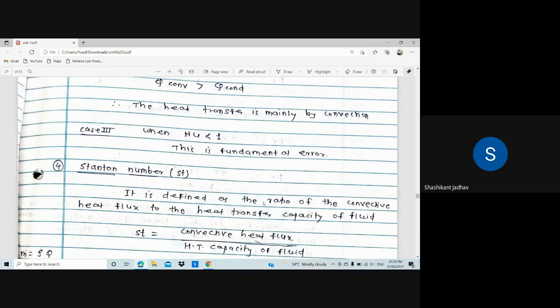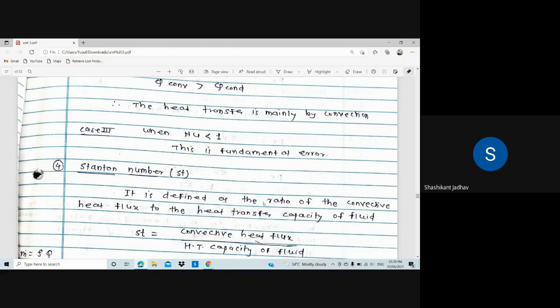Then write down the fourth dimensionless number, the Stanton number. We have to complete these 7 numbers. Write down the Stanton number. Notation is ST. Write down the definition.